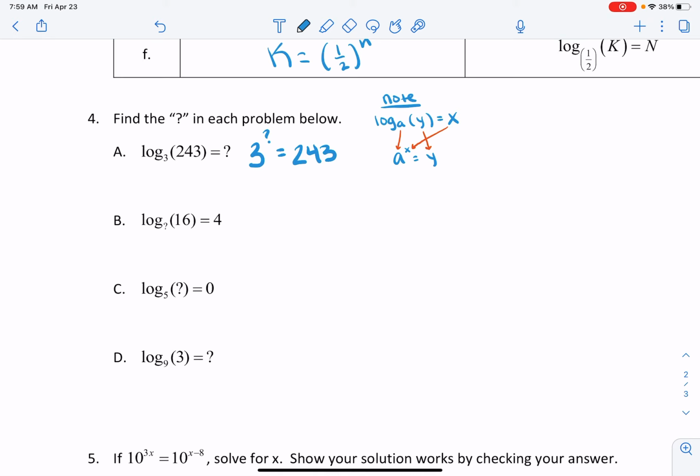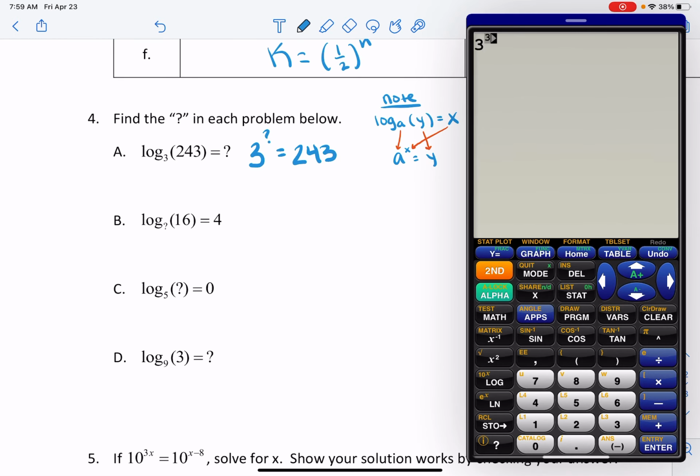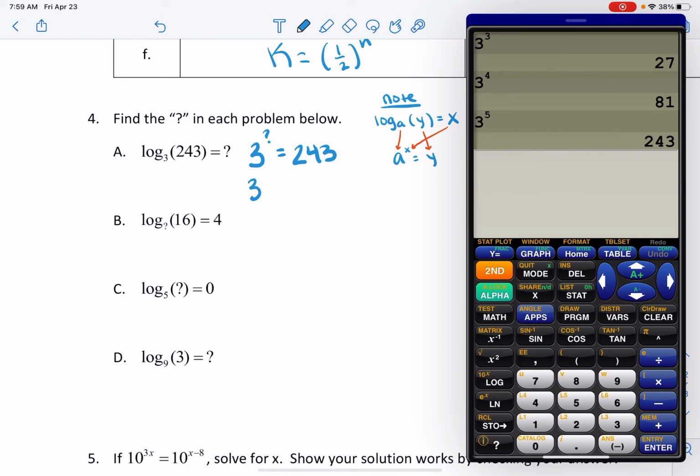And you can use guess and check a little bit for that, right? Like if I took 3 to the third power, well, that's not it. That's not it. Oh, 243. So I know that 3 to the fifth power is equal to 243.